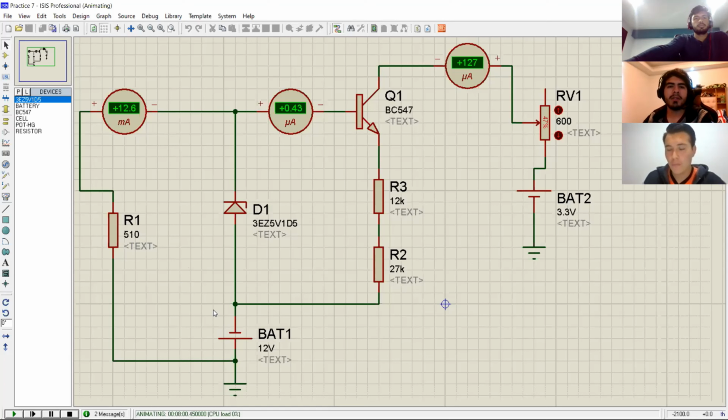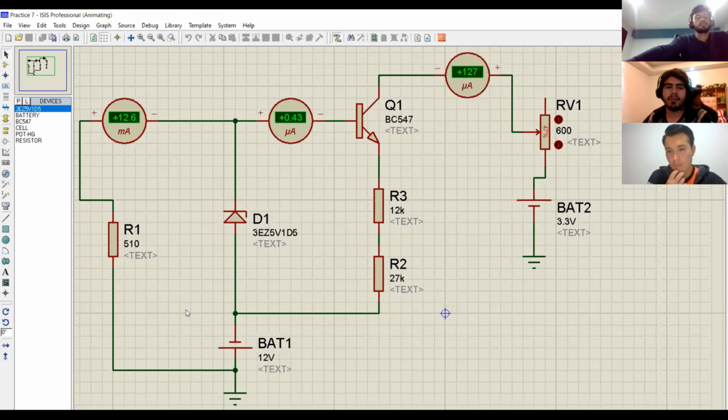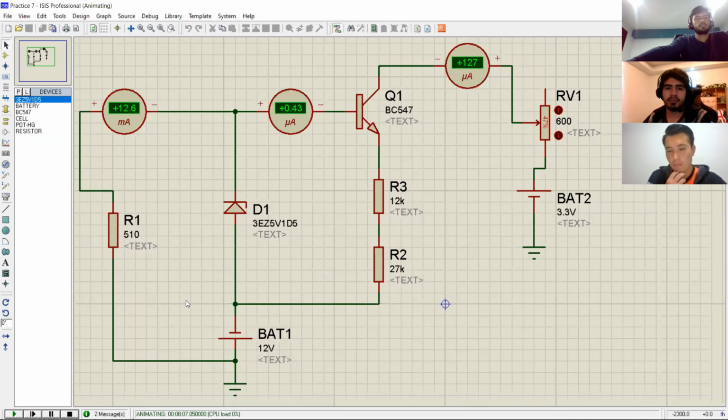Okay, as Pablo said, we observed the maximum operational current of a Zener diode working at 5.6 volts, 134 milliamps. So we decided the value of the resistor one so that it doesn't exceed that amount of current. The value of the resistor one is 510.